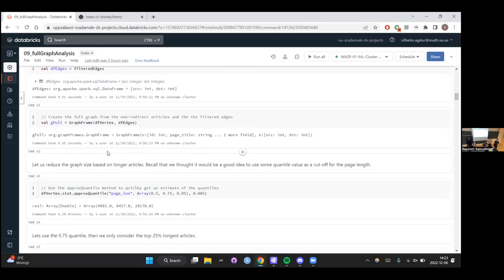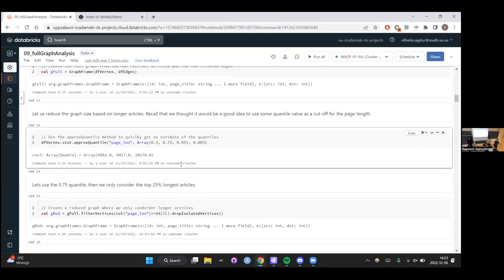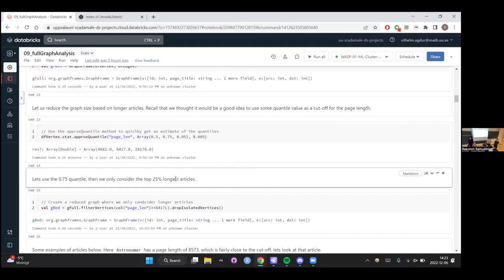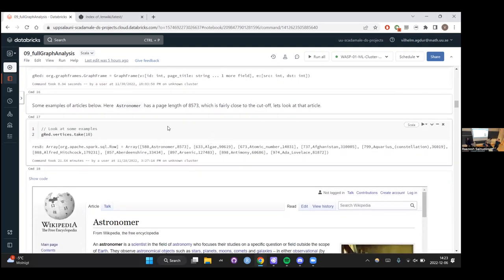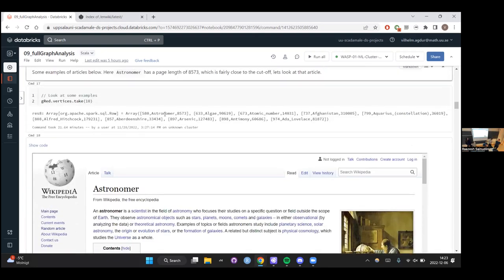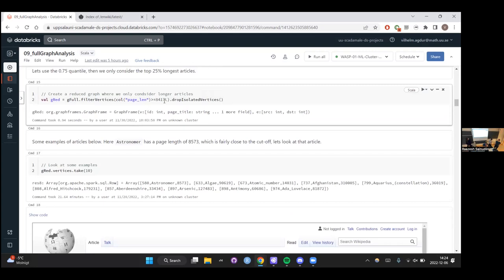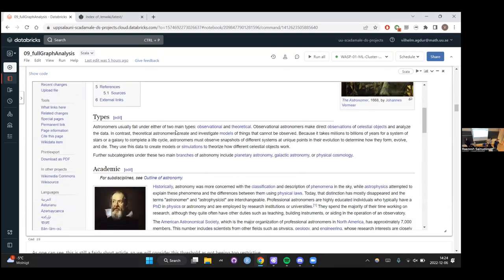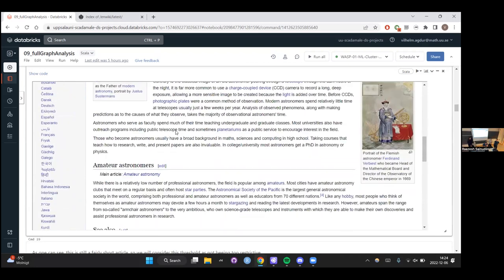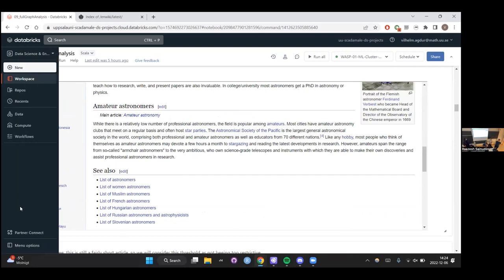So we first have this full graph of 6 million vertices. And then we just want to consider some subset of these articles. We decided to use the page length, so we just use the 25% longest articles. This might seem like we're only going to use pretty long articles, but when we take a sample of the articles, we find Astronomer, which has a page length of 8,500, and we use the cutoff as 8,400. And Astronomer is a fairly short article, the type of article you would read on Wikipedia, because a lot of the short articles are just information about one little thing. If we need to restrict ourselves, we felt this is a reasonable restriction.